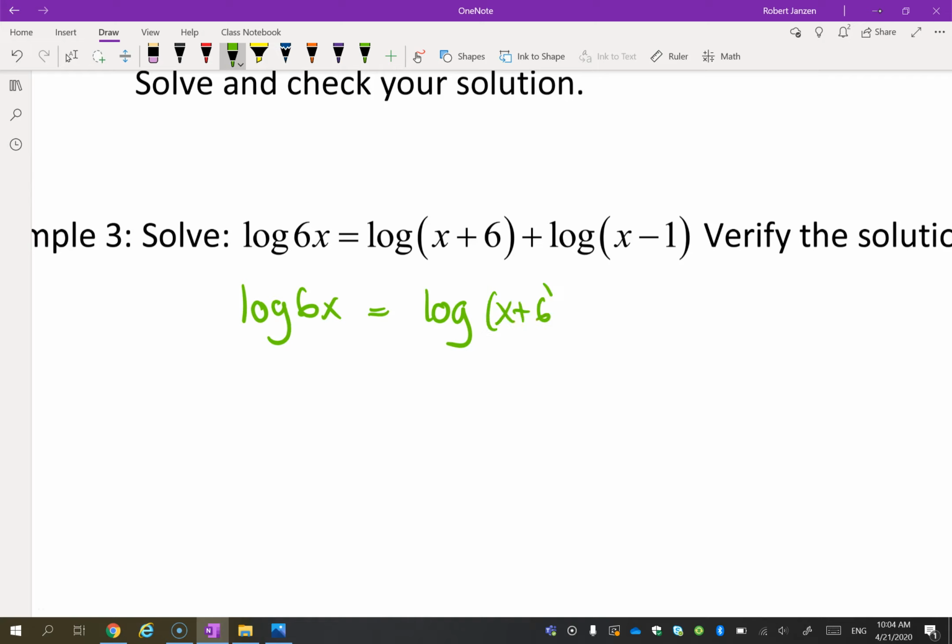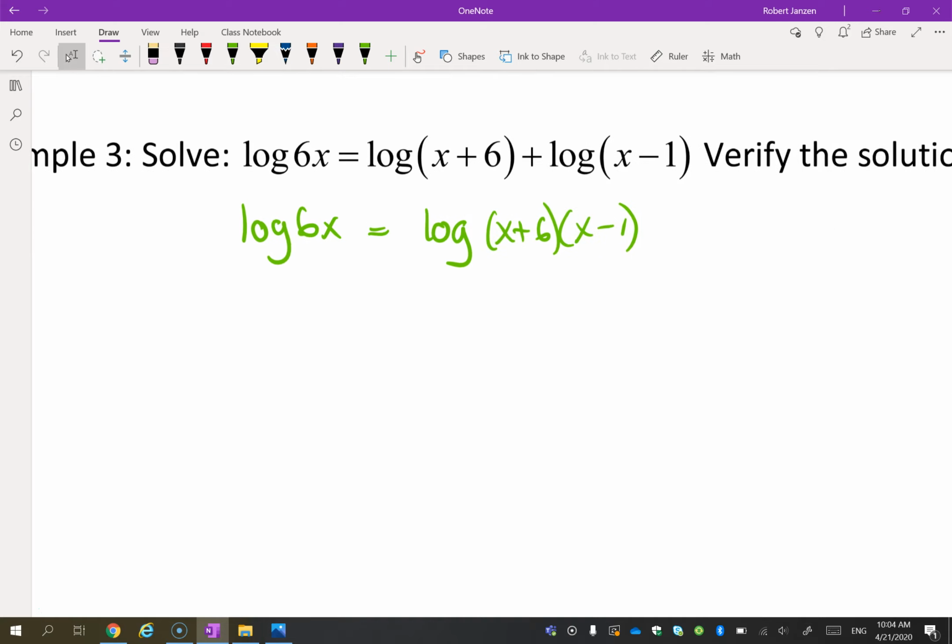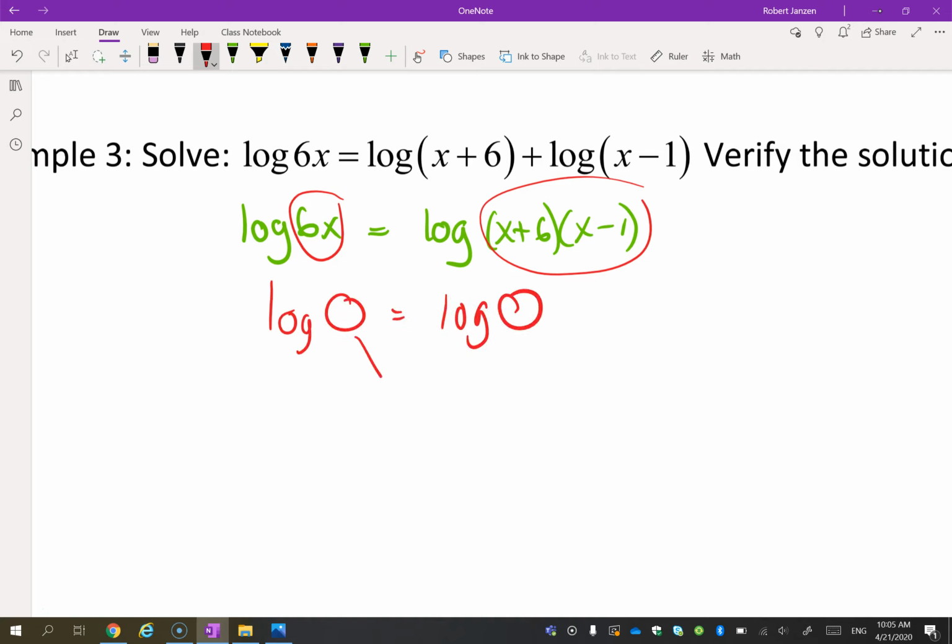So you'd have log of (x + 6)(x - 1). By the way, what's the base of this log? It's not there, so that must mean it's a 10. Now we've condensed the logs, but instead of changing to exponential form, we're going to say these two things are equal. Here's why: log of something equals log of something. Those two somethings must be the same, otherwise this could not be equal. That's our principle here. So we'll now say that the two arguments are equal.